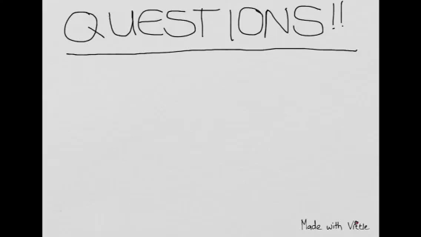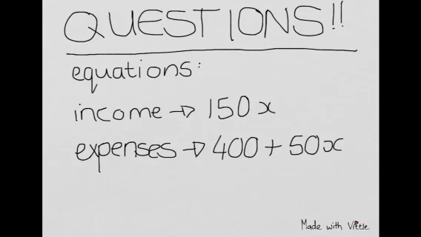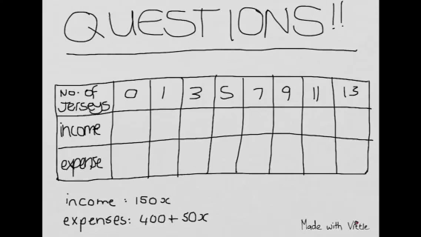So how would we write an equation for her income and expenses? For income, it would read 150x, and for expenses, it would be 400 plus 50x, x being the number of knitted jerseys. Using the formulas below of income and expenses, we can complete the table.